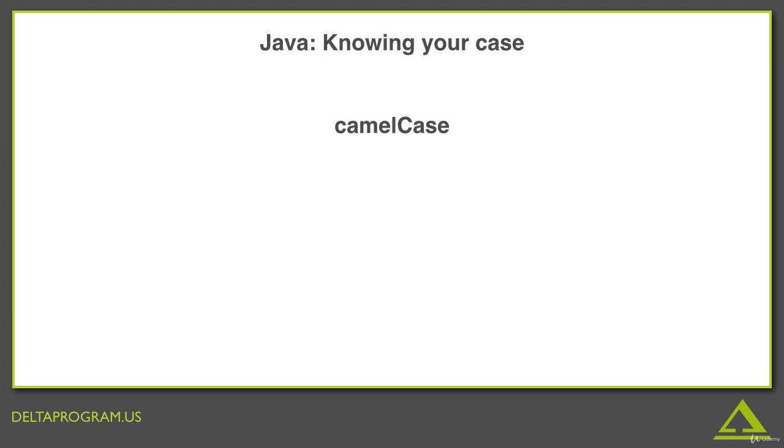Camel case, the first word of the phrase is lowercase. In this case, camel with a lowercase c. And then the second word in the phrase, or any other successive word, second, third, fourth, fifth, will all start with a capital letter. So in this example, case starting with a capital C. Camel case is used for method names. Whenever you're defining your own name for a variable, you'll see camel case used quite a bit.